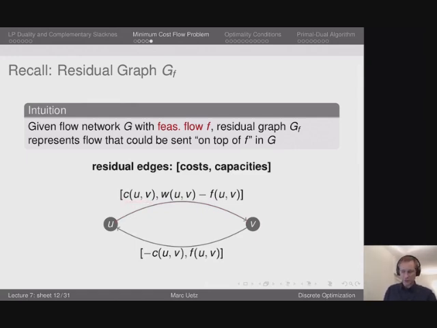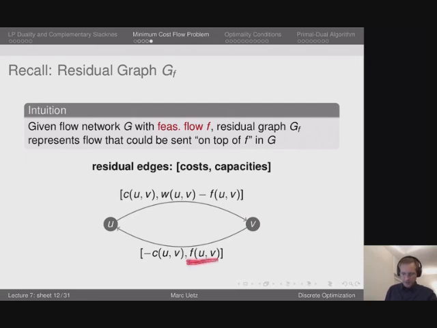But of course, now we also have the backward arc in the residual graph, which corresponds to lowering the flow value in this direction from U to V. And therefore, the corresponding cost is now minus the cost of sending the flow from U to V. So it will be a negative cost.